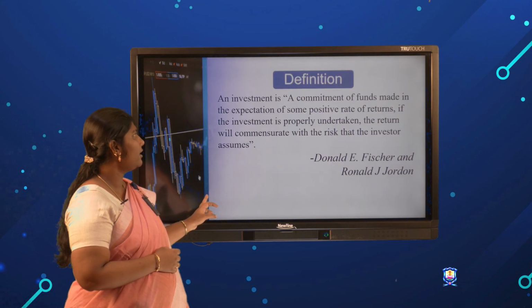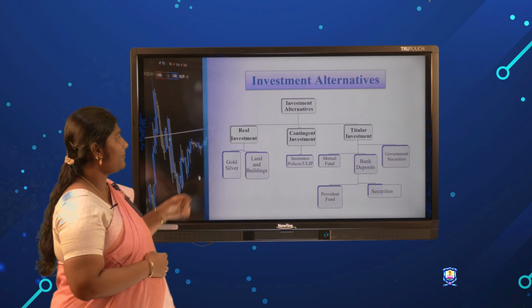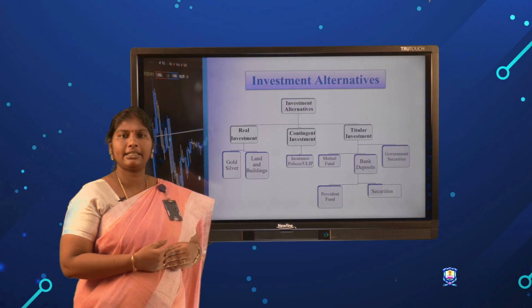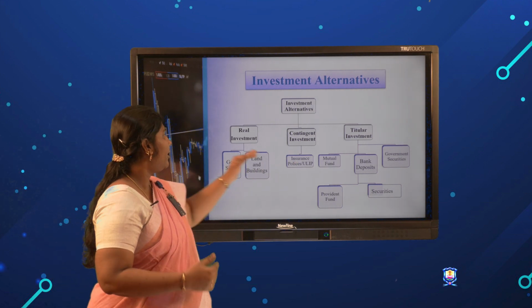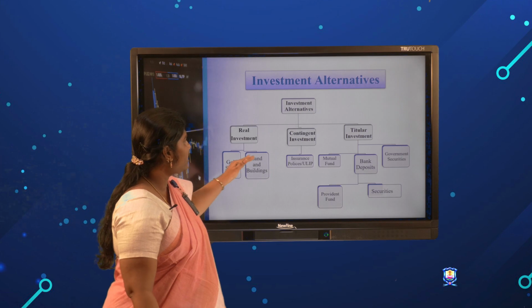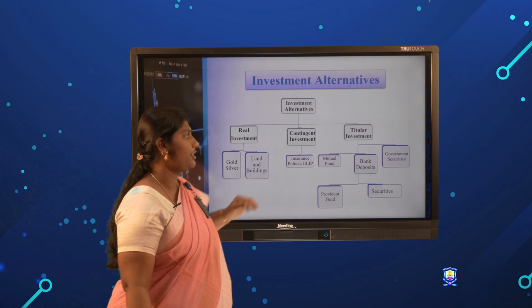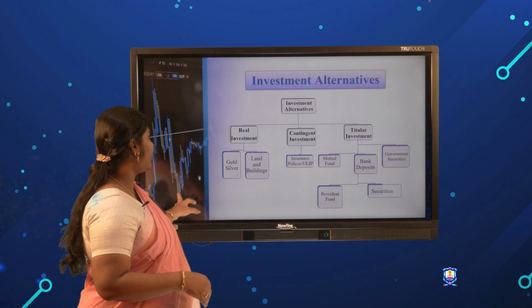Now we'll move on to the investment alternatives. Here the investment alternatives are categorized into three parts. First we have real investment, contingent investment and titular investment. Let's break them down one by one.